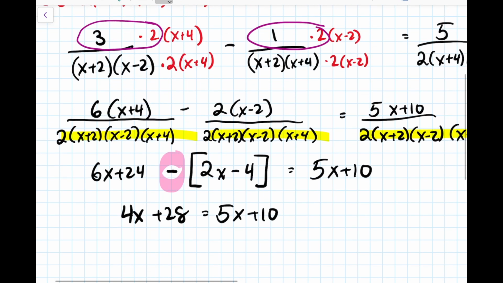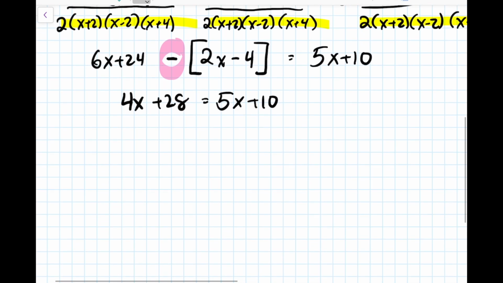So what some people will do is they'll actually think of this, instead of being subtracting this whole thing, they'll instead treat that basically as just a negative 2. And so if you do negative 2 times x, you get negative 2x, and negative 2 times negative 4 would get you positive 4. And that's totally a valid way to do things, just be careful.